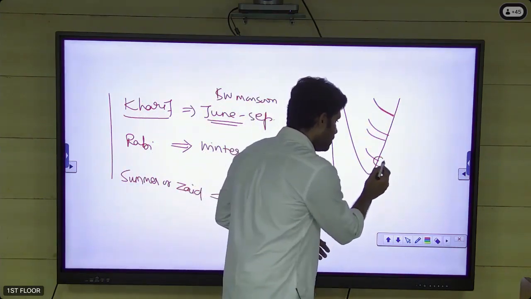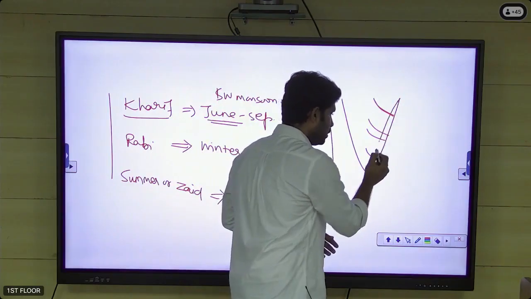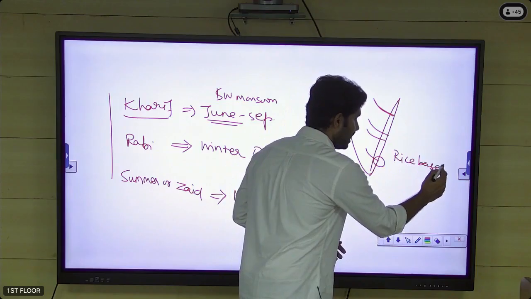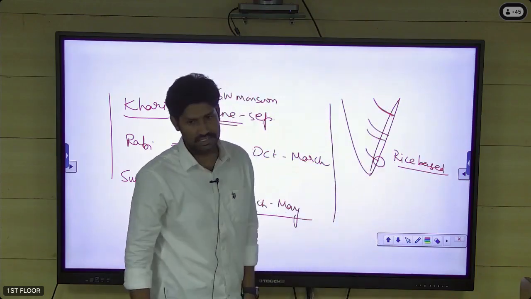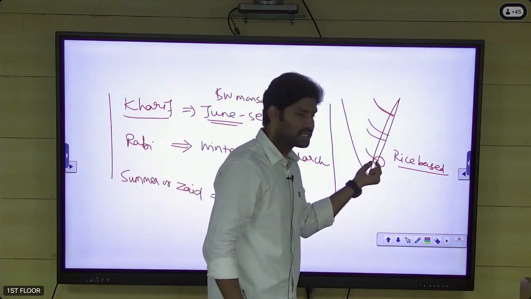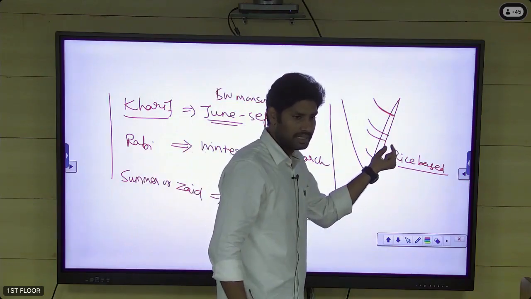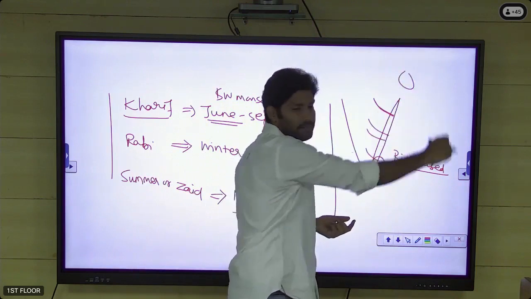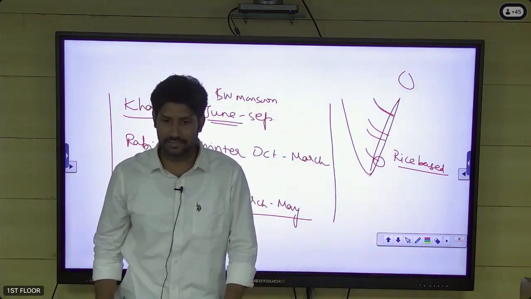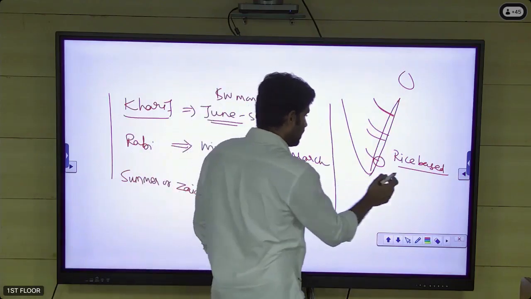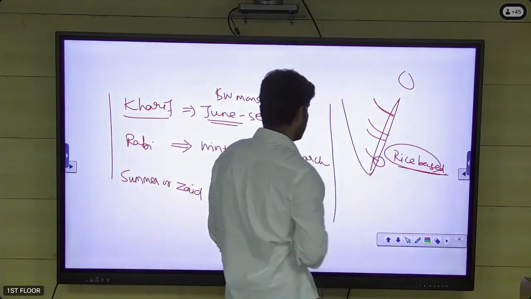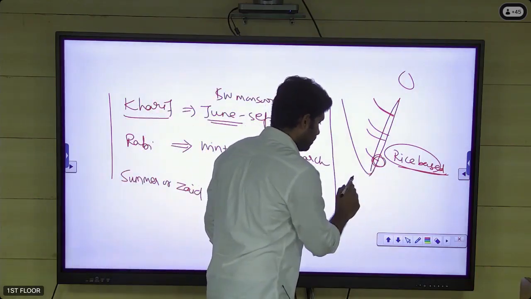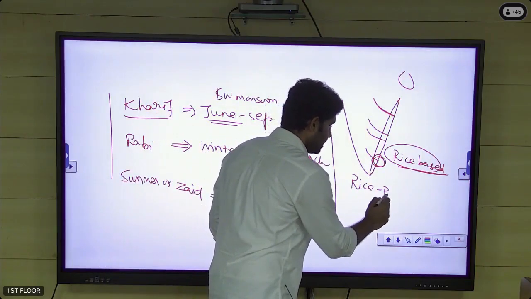In the Delta region, there is one major cropping pattern, one common uniform pattern: the rice-based pattern. Rice is the most important crop in the Delta regions. The major rice producing states in India are Tamil Nadu, Andhra, Odisha, Chhattisgarh, and West Bengal, the Gangetic Delta. So the rice-based cropping pattern is very important in the entire east coast of India. In the Kaveri Delta region, a common cropping pattern is rice, rice, rice.